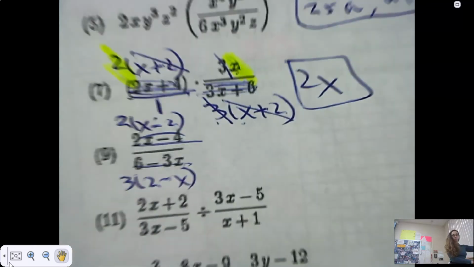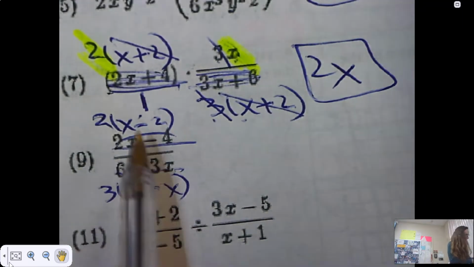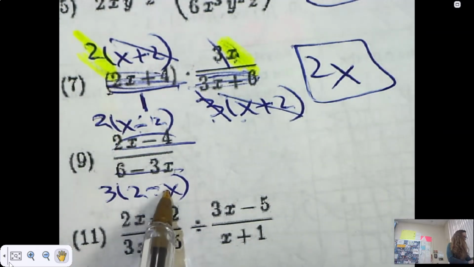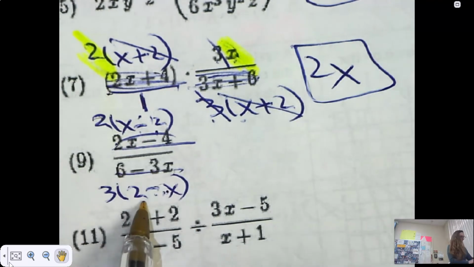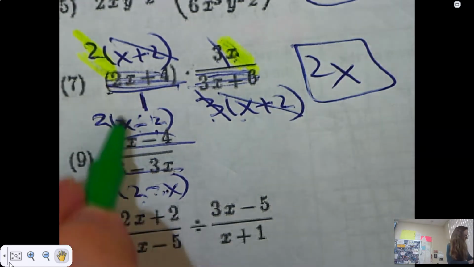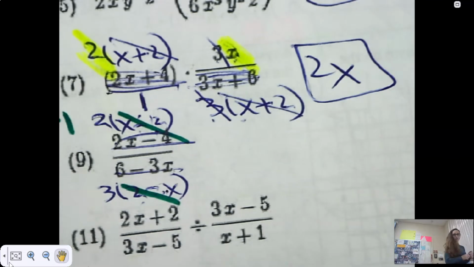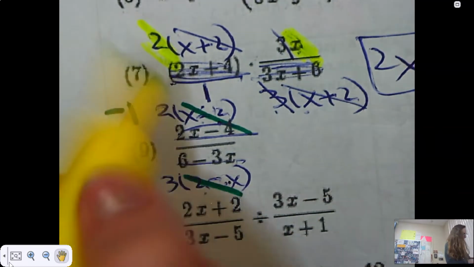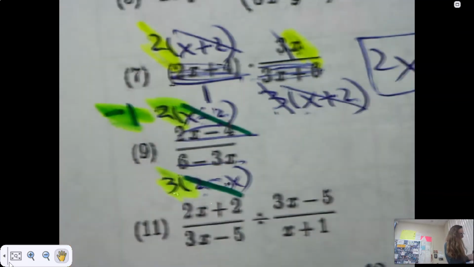So that one doesn't look that difficult, but what makes it more difficult is that you have to know that these look very similar, but they're different. This x is positive, this x is negative. This x is negative, this x is positive. So they're the exact same thing, but opposite. So I cross them off and take out a negative 1. And now I'm left with a negative 1, a 2, and a 3.